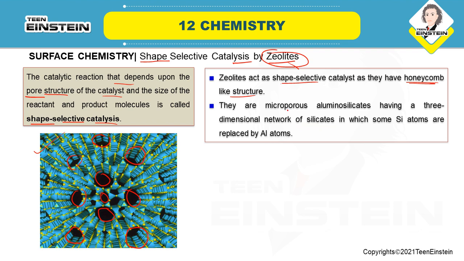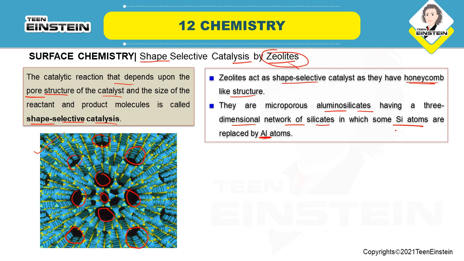So they are microporous aluminosilicates. That is the chemical nature. It is aluminosilicate, having a three-dimensional network of silicate. When we are talking about silicate, there is a silicon atom. Now if some silicon atoms are replaced by aluminium, that is aluminosilicate. So zeolite is basically aluminosilicate.